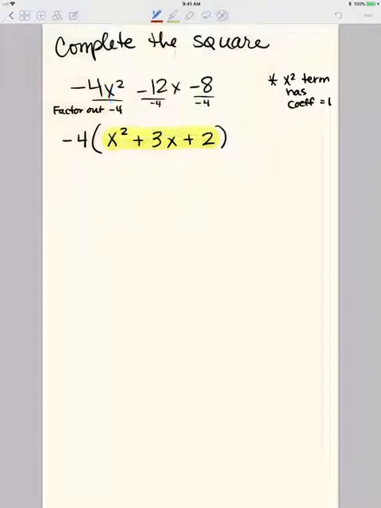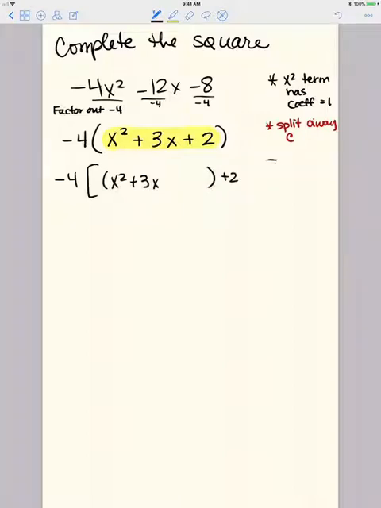So the next thing we have to do is split away that c term and then find that number that makes it a perfect square. So we get -4, and then I have the x squared plus 3x. I'm going to leave a space and then put the plus 2 on the outside, so that I can find 1/2 of that b number squared and add and subtract to counter each other.